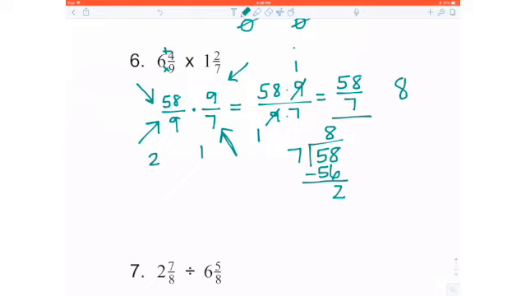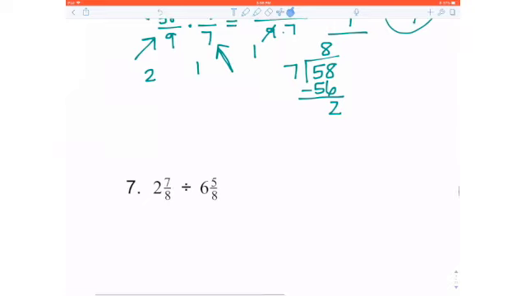So my whole number is 8. My denominator stays the same, so it's 7. And my remainder, or my numerator, is now 2. Okay? So that's our answer. Okay. I hope that made sense.